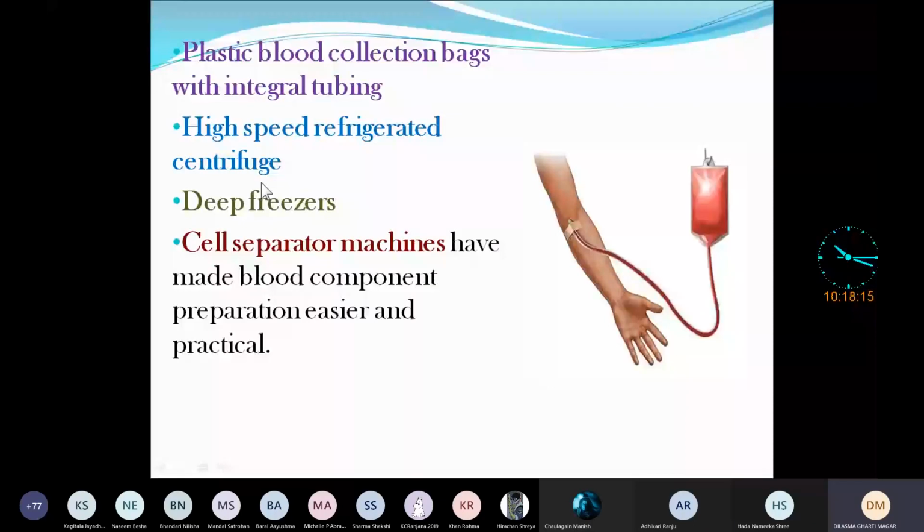And deep freezers means we have to store the blood. So if it is separated into the different components, some we have to keep at 4 degrees Celsius, and some we have to agitate. So different instruments will be there, and then the cell separator machines make blood component preparation easier and more practical.